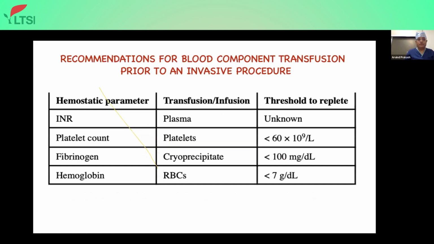Some recommendations for blood component transfusion before you do an invasive procedure: the INR threshold is unknown, platelets less than 60,000, fibrinogen less than 100, and hemoglobin less than 7 gram per deciliter. Next slide.